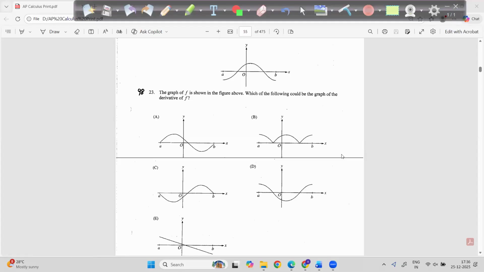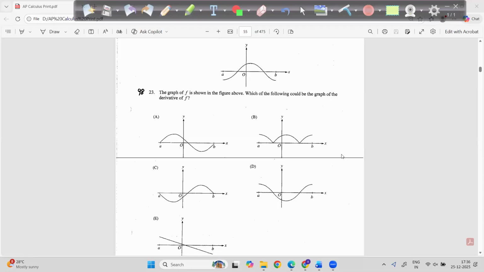If you say an answer, it should be 100%. You can take up to 2 minutes per question. 1.2 marks is for each multiple choice. 108 marks is for your AP Calculus exam. Our target is to get at least 80 to 90. If you can get 90 and above, pakka you'll get 5 out of 5.